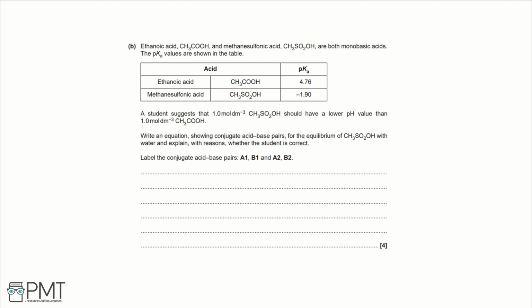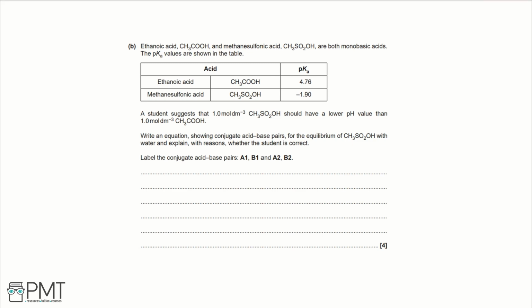Write an equation showing conjugate acid-base pairs for the equilibrium of methane sulfonic acid with water, and explain with reasons whether the student is correct. Label the conjugate acid-base pairs A1B1 and A2B2.